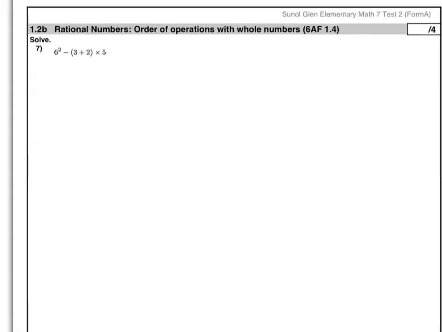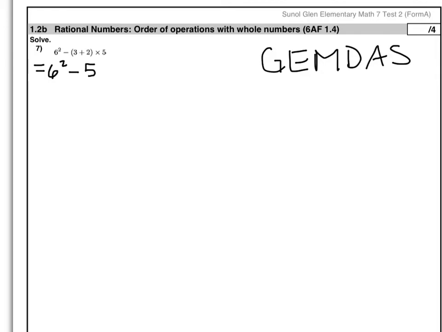Okay, let's look at the problem using GEMDAS. I have to solve this problem. So I want to show that I have to do my grouping symbols first. So I leave my 6 squared, I leave my subtraction sign. 3 plus 2 is 5, and that's a times 5. Done with my grouping symbols.